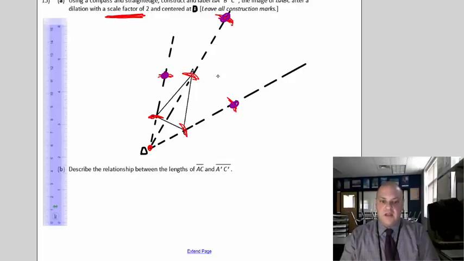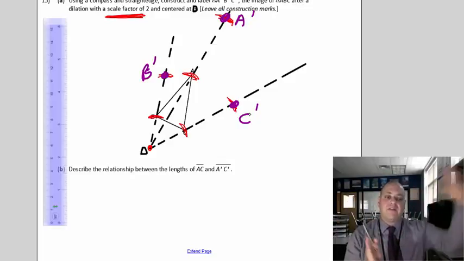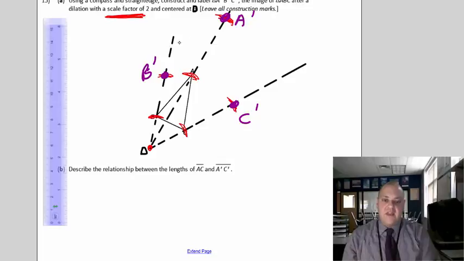And that's going to be, this will be A prime, and this will be B prime, and this will be C prime. Again, you just copy the distance one more time, because if you do it one more time, it's going to double it. And then you connect with a straight edge. Always with a straight edge.